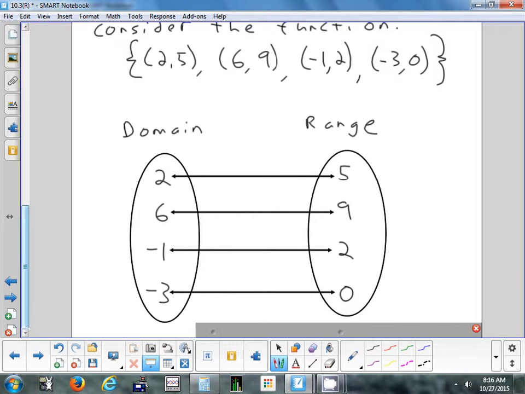So what we do is we put all the values in the domain, put a circle around those, put all the values in the range, put a circle around those, and then we connect the ordered pairs. You look at 2. What is 2 supposed to match up with? 5. So we draw an arrow from 2 to 5. The next one, 6 and 9. We look at 6, it's supposed to connect to 9, so we draw an arrow between them. Sometimes the lines can cross, depending on the order you listed them in. That's okay.